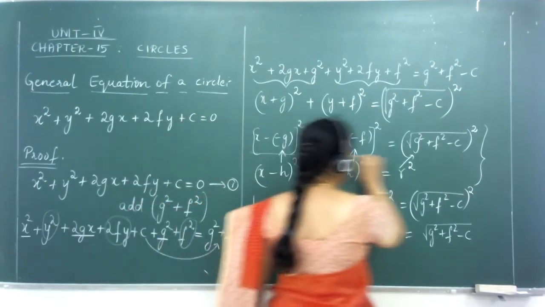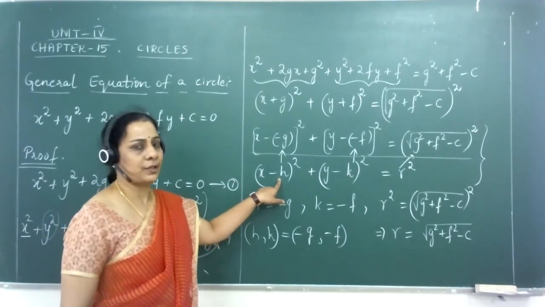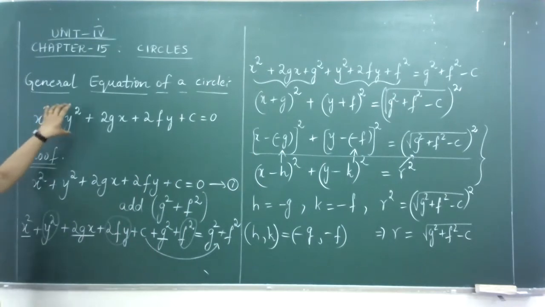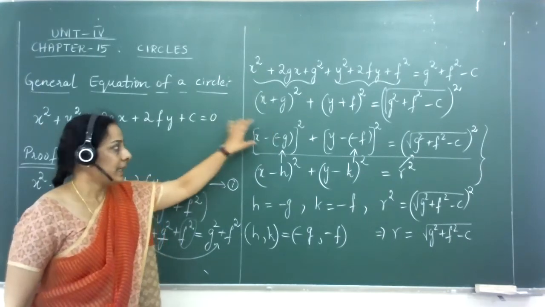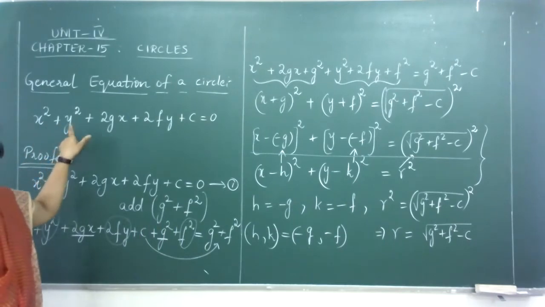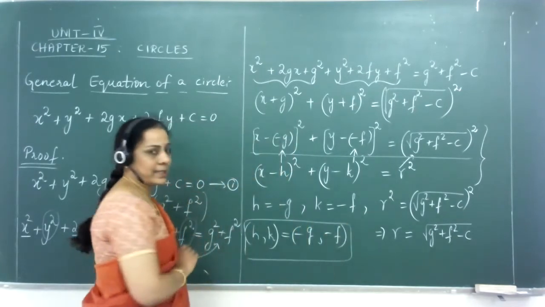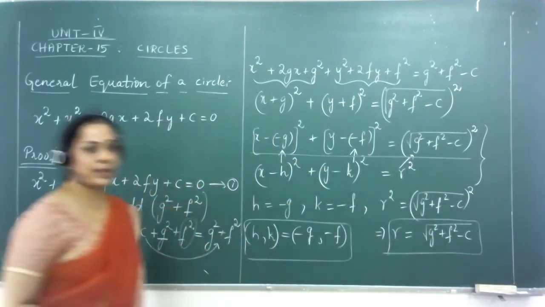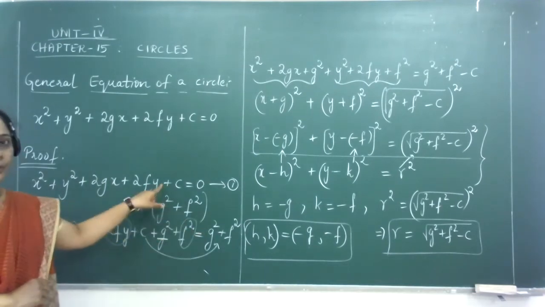And here clearly the reduced equation, whatever we have taken for comparison with the standard equation of the circle, is nothing but the original equation reduced to the previous form, and thereby the given second degree equation in the two variables x and y will always be representing a circle with the coordinates of the center as minus g comma minus f, and the radius equal to square root of g squared plus f squared minus c. This ends the proof of this theorem.